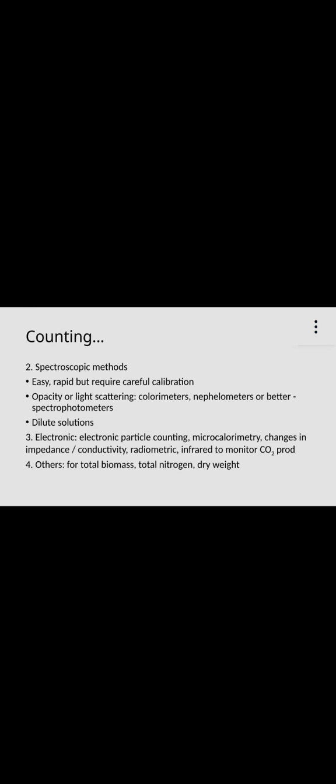So when reporting, you'd see that these counts would be reported as the number of colony forming units, because each of the microorganisms, each specific cell, is able to produce a colony. So each is reported as a colony forming unit, and this would be per unit volume, like ml.